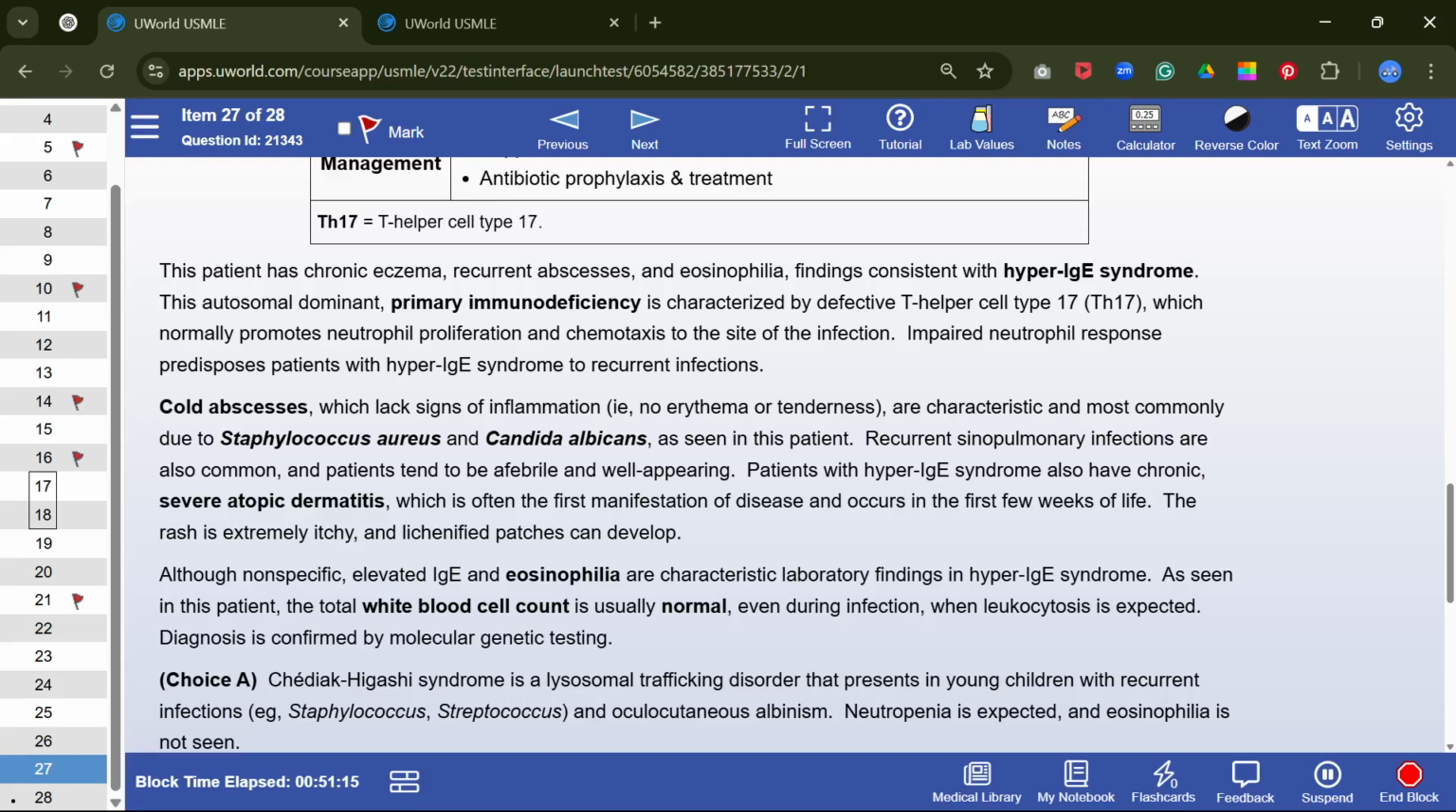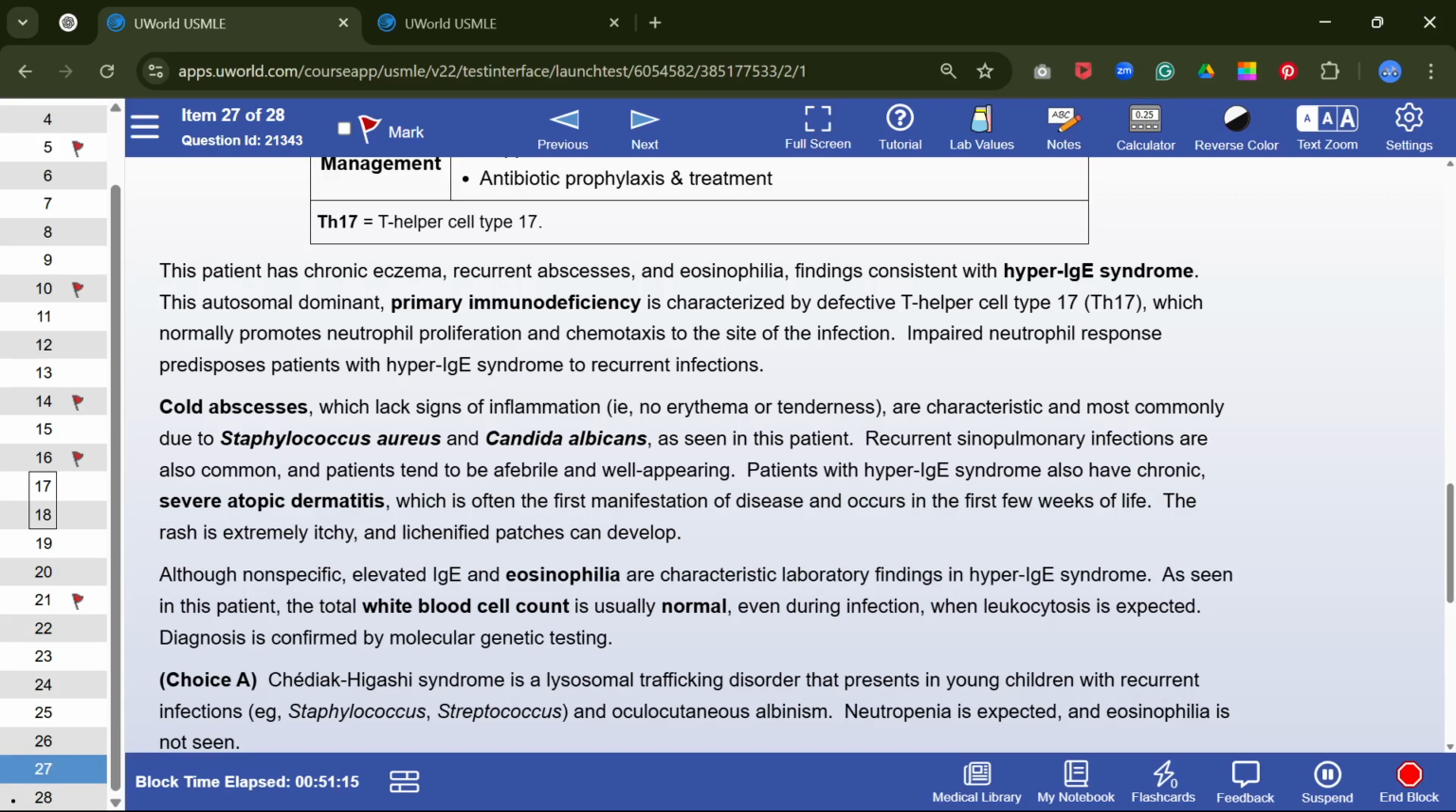Cold abscesses, which lack signs of inflammation, with no erythema or tenderness, are characteristic and most likely due to Staph aureus and Candida albicans in this patient. Recurrent sinopulmonary infections are common, and patients tend to be afebrile and well appearing.